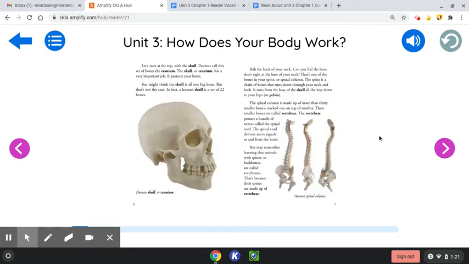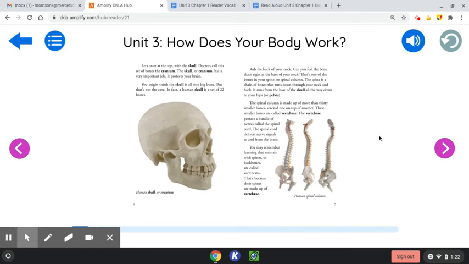All right, we're turning to the next page, on page 6. Let's start at the top with the skull. Doctors call this set of bones the cranium. The skull, or cranium, has a very important job. It protects your brain. You might think the skull is all one big bone, but that's not the case. In fact, a human skull is a set of 22 bones.